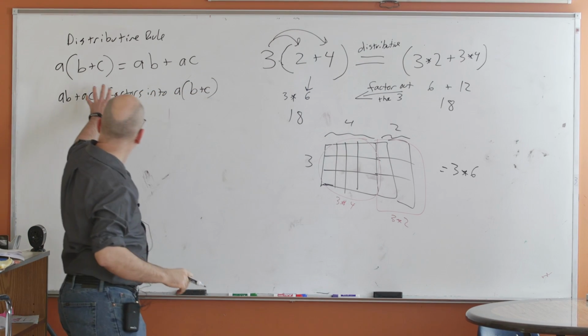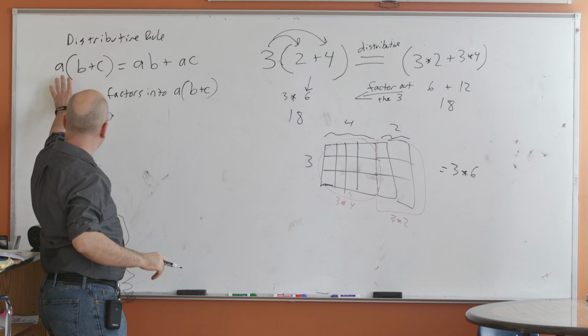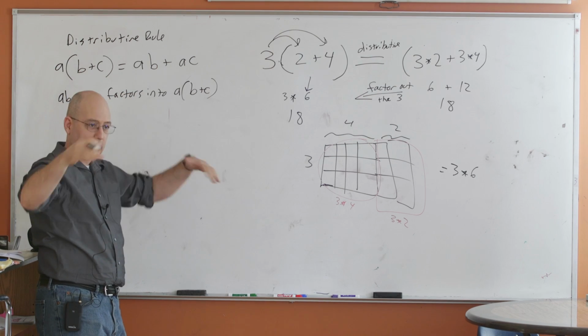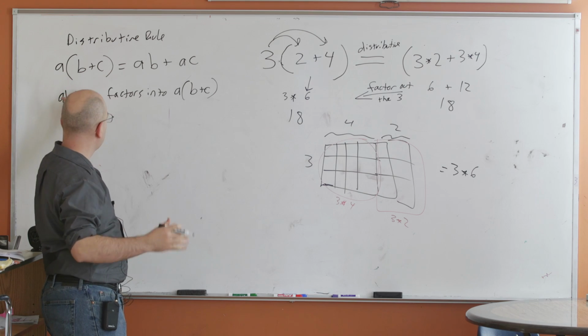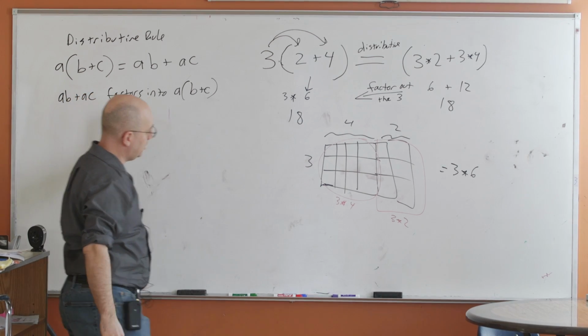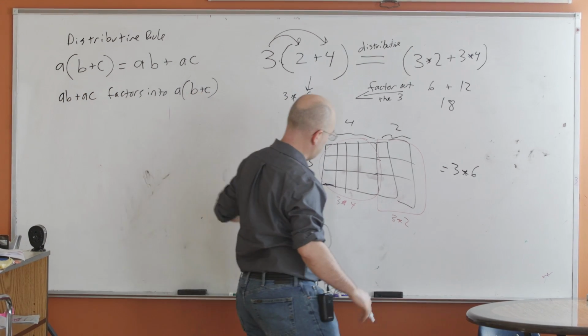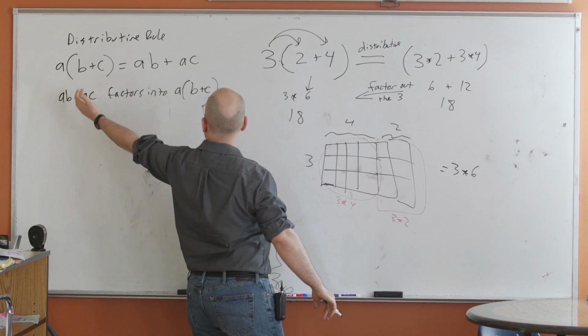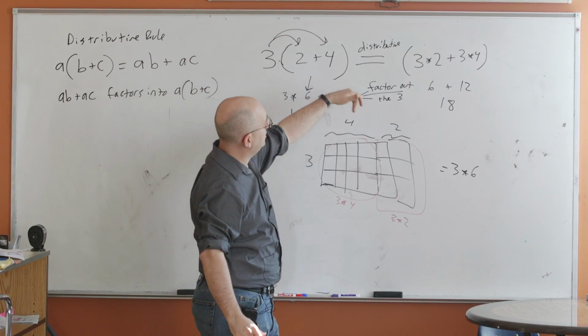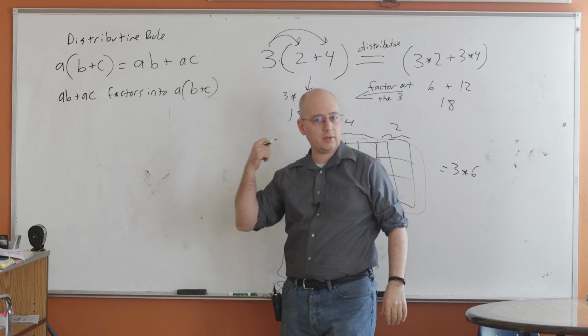So here the letters A, B, and C represent any numbers whatsoever. This is how we write it in terms of something always being true. You put in any numbers, and that's what's true. That's the distributive rule, multiplying the number inside the parentheses, and it's factoring when you go the other way.